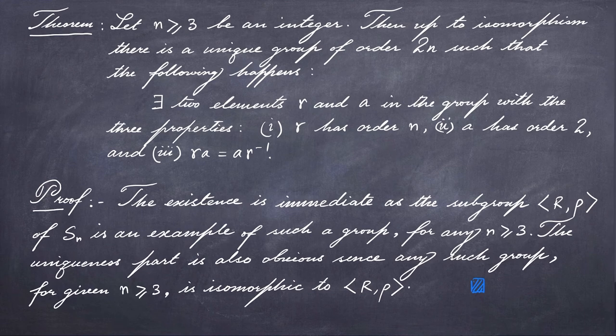Again, let me remind you of the meaning of saying there is a unique group up to isomorphism. The meaning of this phrase is that any two groups with these properties, that is, having order 2n and having two elements with these features, will be isomorphic. That's what is meant by up to isomorphism, there is a unique group. So the proof of this theorem is now immediate. For the existential part, we have to show that there is a group of order 2n for any given n consisting of two elements R and small a with these three properties.